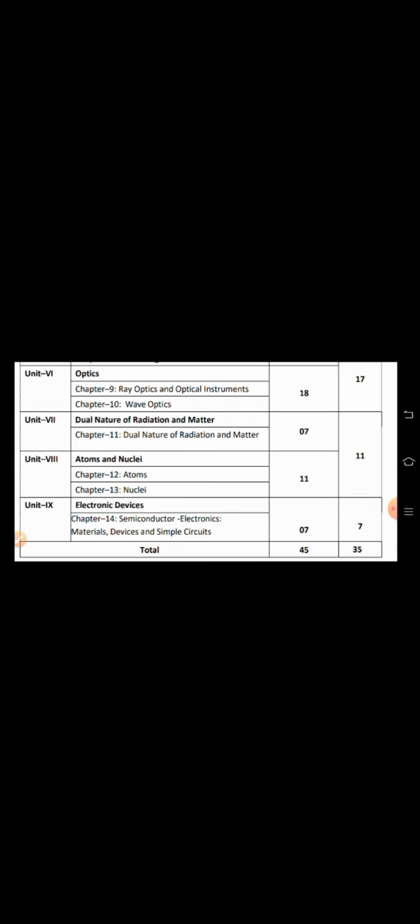Unit 7, Dual Nature of Radiation and Matter, Chapter 11, Dual Nature of Radiation and Matter, and Unit 8, Atoms and Nuclei, Chapter 12, Atoms, Chapter 13, Nuclei. The total marks were 11.